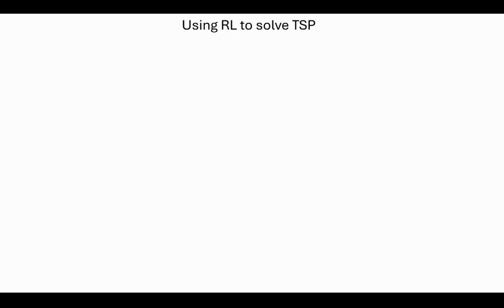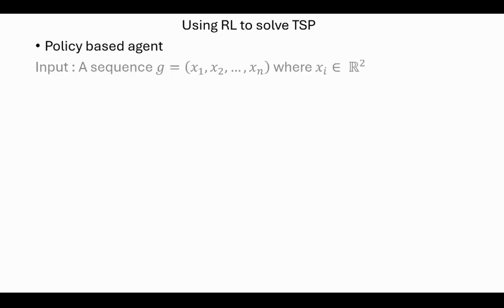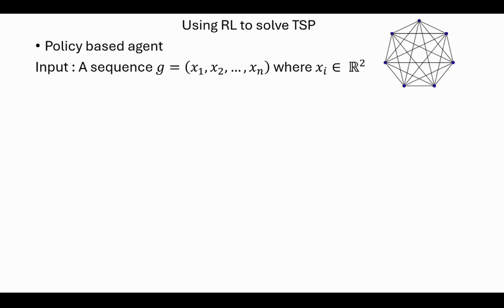In this project, we use reinforcement learning to solve the traveling salesman problem. Our first approach uses a policy-based method. Suppose we're given a graph, which is a sequence of points in R2. We have a complete graph where the distance between the nodes is the Euclidean distance.